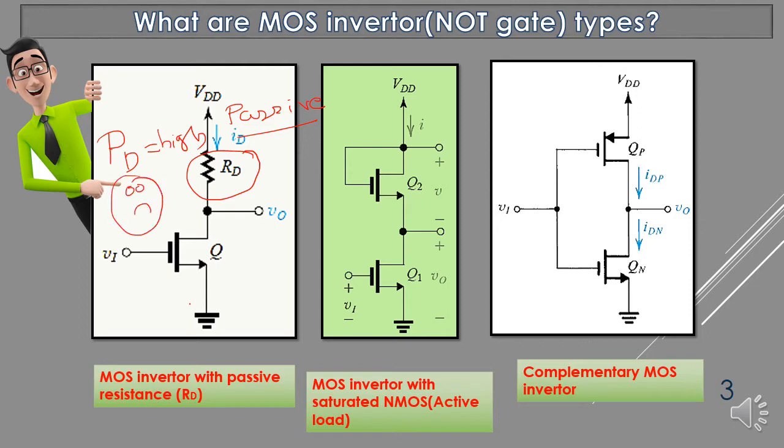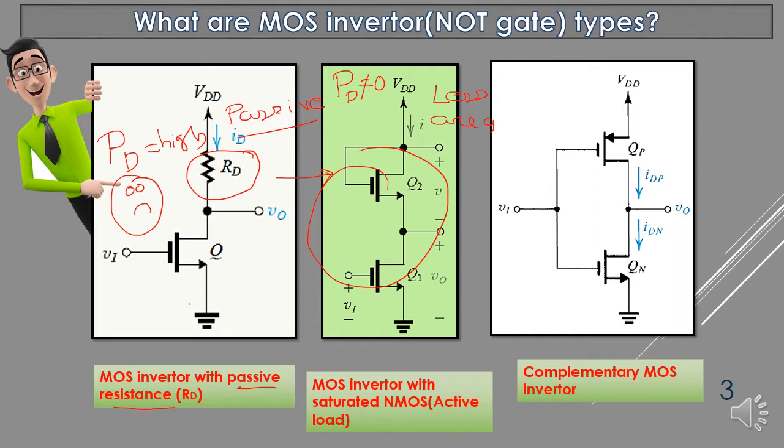To overcome this issue, we moved to saturated NMOS inverter. But in this case also, power dissipation was not zero. Static power dissipation was not zero. There was some value. But the advantage over passive resistance was that this circuit uses less area compared to the MOS inverter with passive resistance. So we have already discussed these in our last video. Link is given in description.